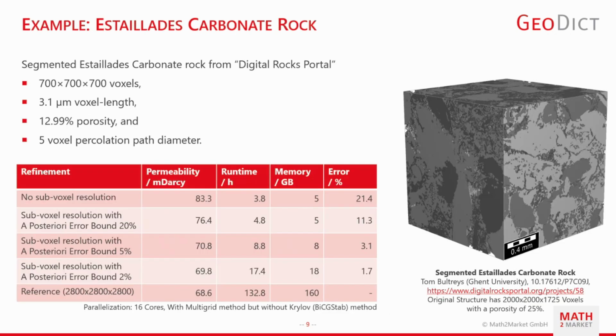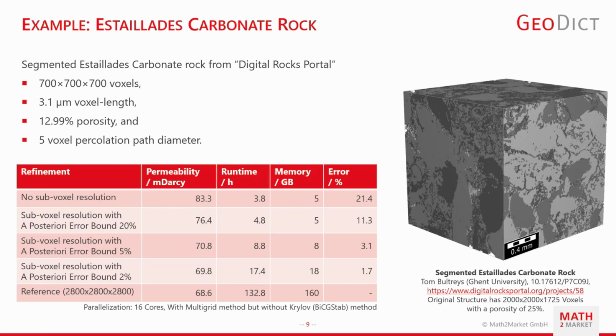But now let me come to a more real example. What you now see here is an acetylate carbonate rock structure from a digital rocks portal. Here we use the crop out with 700 × 700 × 700 voxels. It has very low porosity, and in the percolation path, it is resolved by just 5 voxels.